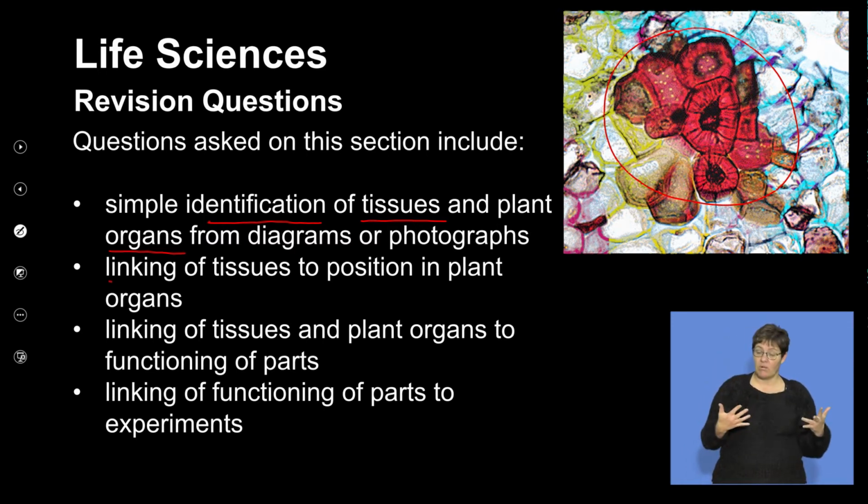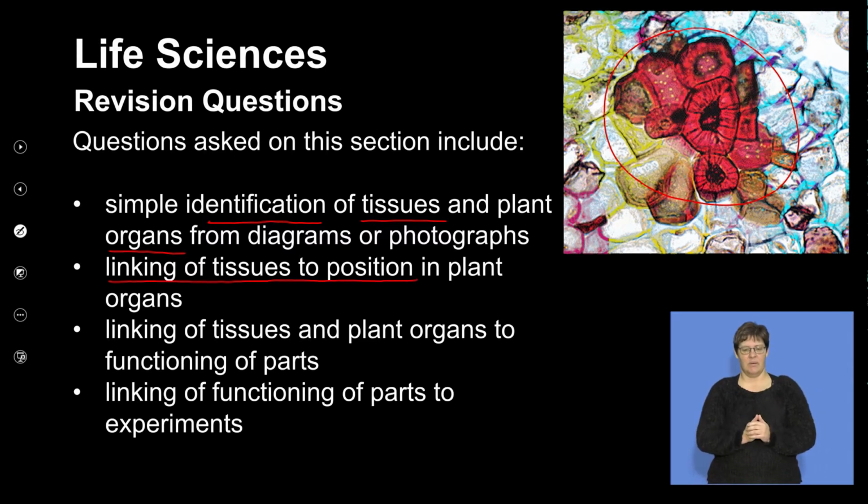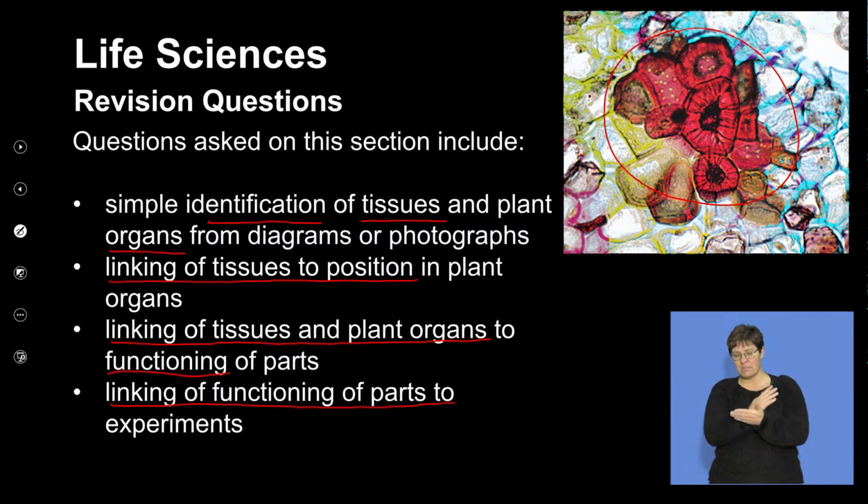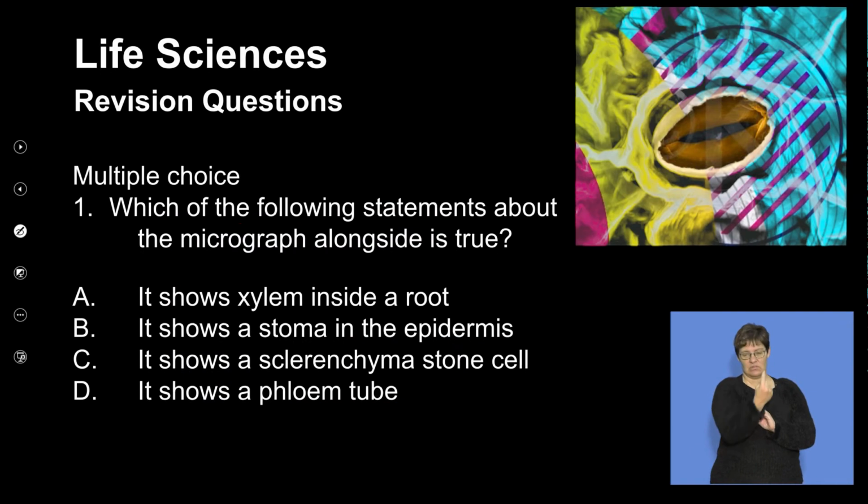Then things get a little bit more complicated because now you've got to link the tissues and where they are found in the plant. Then it gets even more complicated because you're now linking tissues and plant organs to functioning. What do these parts do? And then making it even more complicated, you sometimes have to link the parts you have studied to experiments that are done on how the different parts of the plants function. And we've got some examples of each one of these to have a look at.